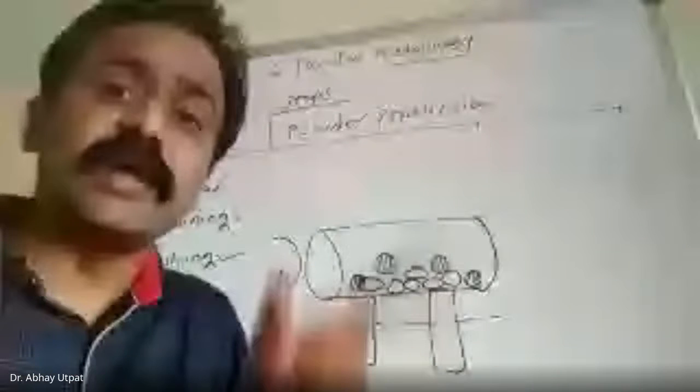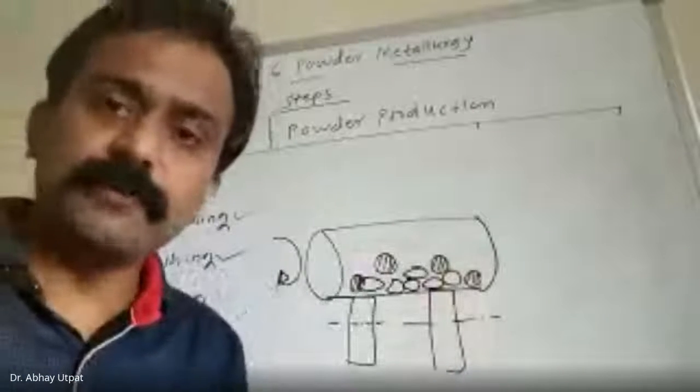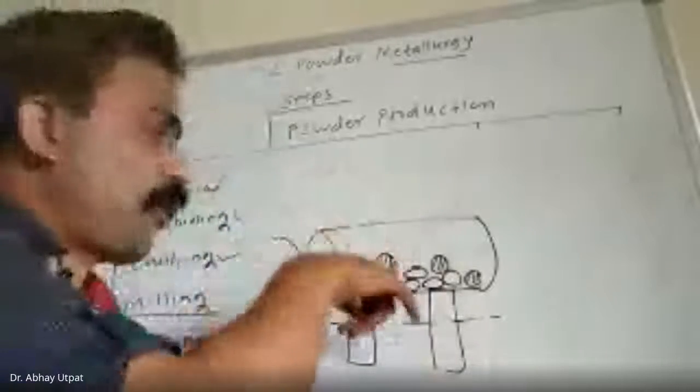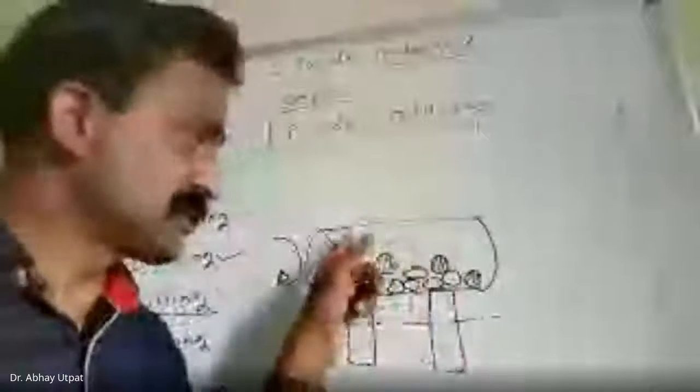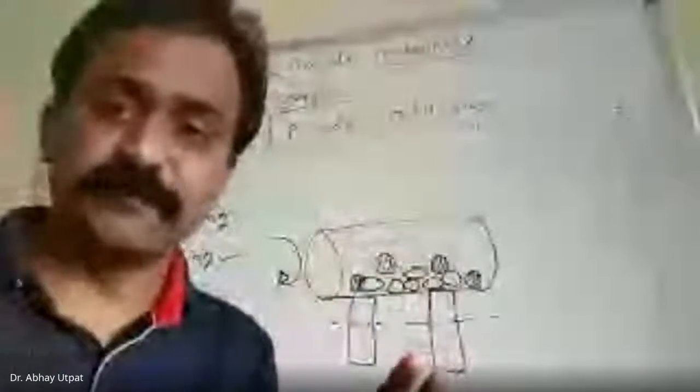Now, if I rotate it at a very high speed, what will happen? Because of centrifugal force, the balls and material will stick to the wall, crushing होणारच नाही. There will not be crushing. You have to rotate this drum at critical speed.